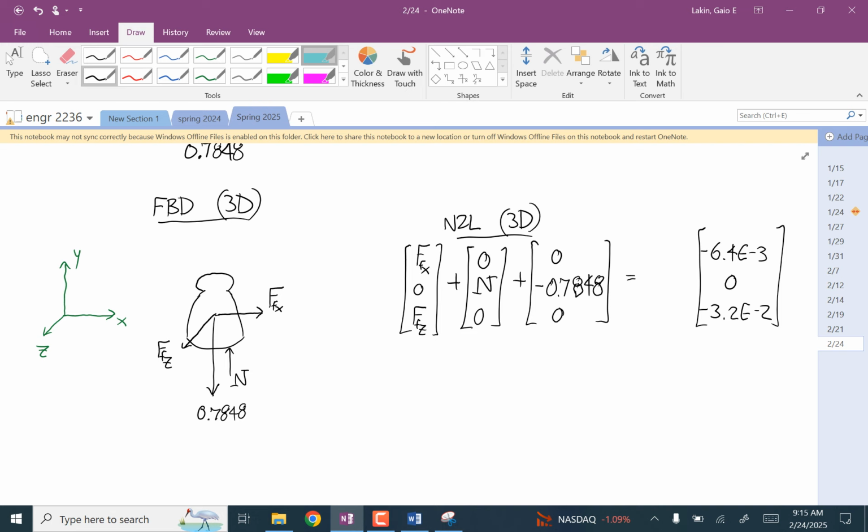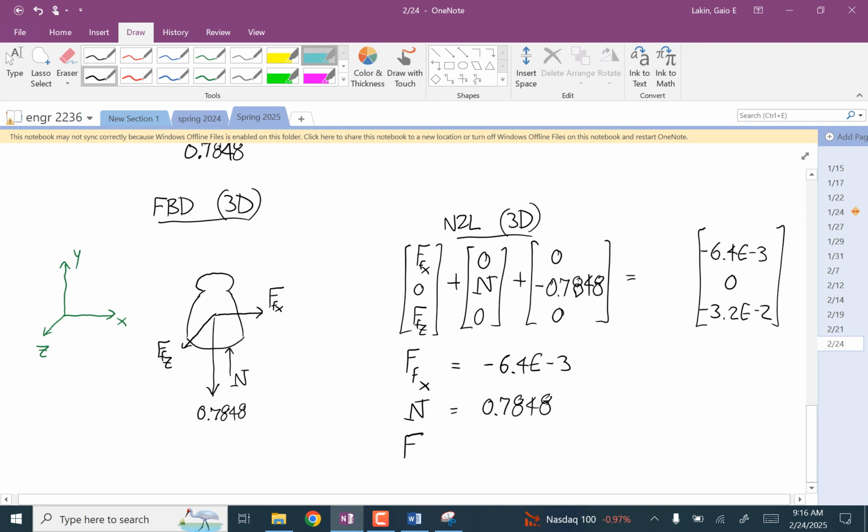And so now you do it in 3D. You can calculate the magnitudes of those friction forces. F friction X is negative 6.4 times 10 to the minus 3. N is 0.7848. And F friction Z is negative 3.2 times 10 to the minus 2.